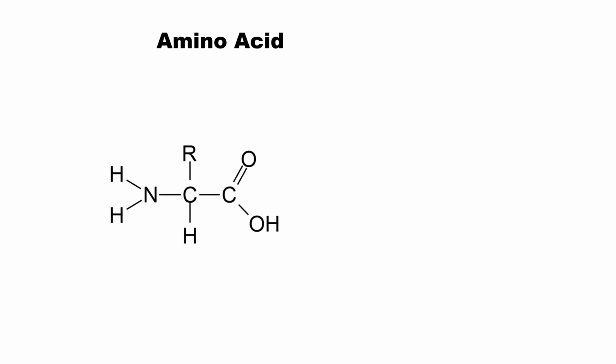An amino acid has two components. One side is an amino group, and the other side is a carboxylate group. That's why altogether we call this molecule an amino acid.